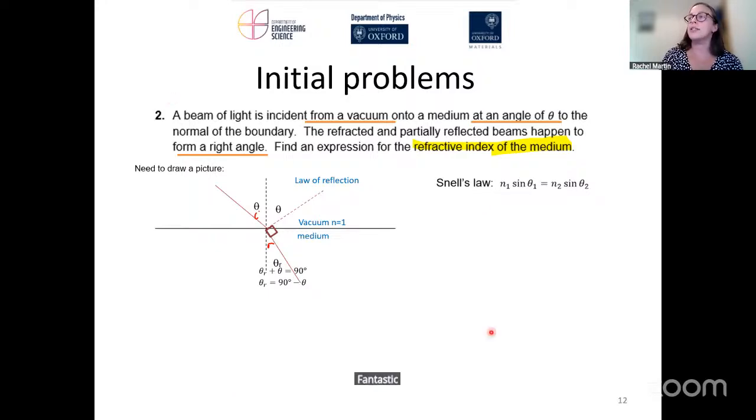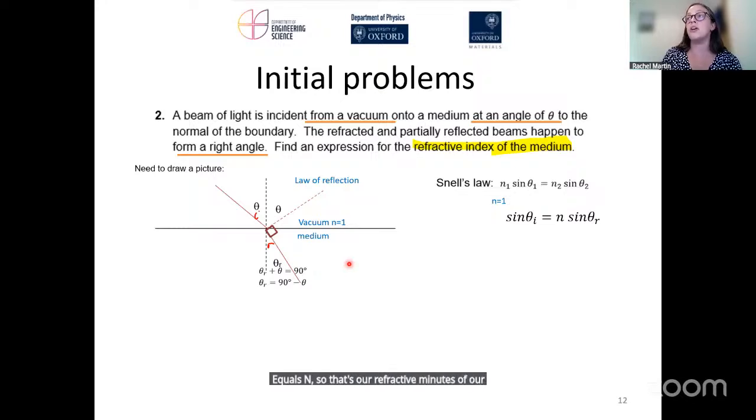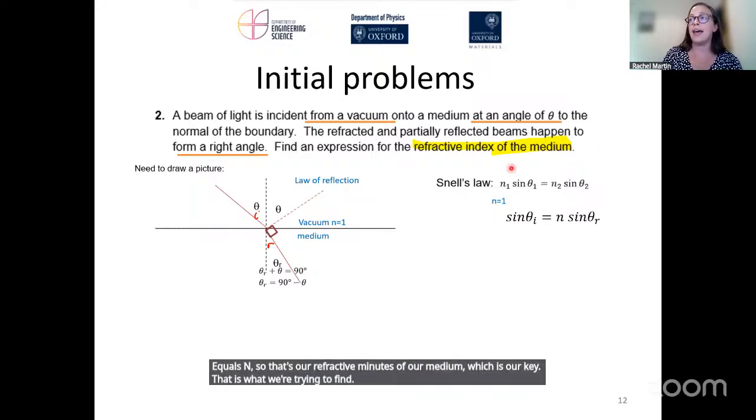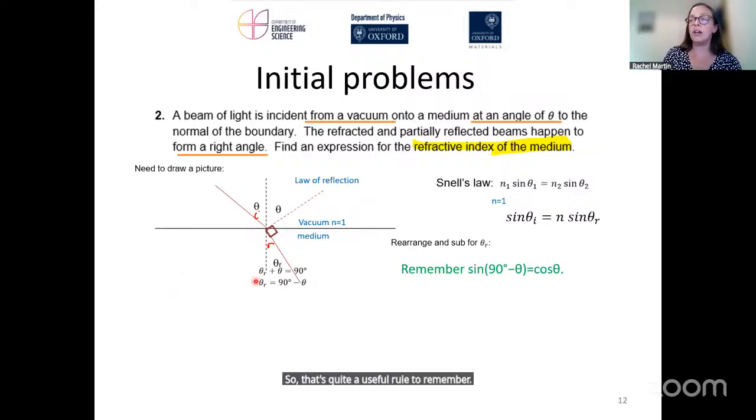Fantastic. So we've got Snell's law. We're going to substitute n equals 1. And we've got our angle of incidence, theta i. I've started to label things a little bit more clearly, equals n. So that's our refractive index of our medium, which is our key. That is what we're trying to find. N, mystery n, the refractive index of our medium, sine theta r. So theta r is in red down here. And I've derived a term for theta r in terms of 90 degrees minus theta. So that's quite a useful rule to remember. Sine of 90 minus theta is equal to cosine theta.